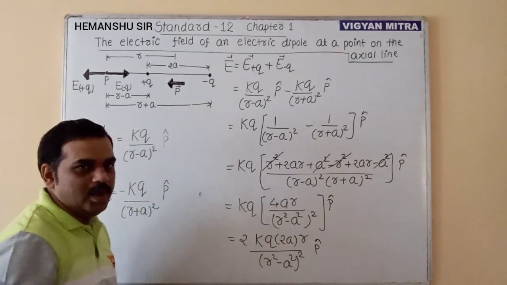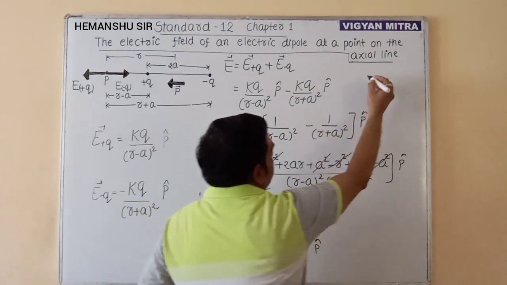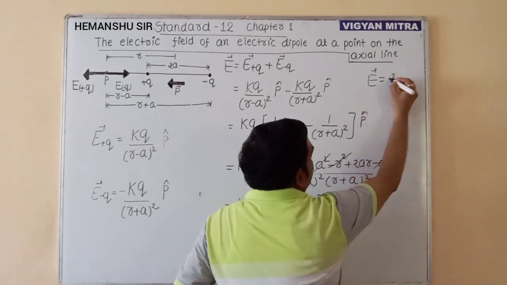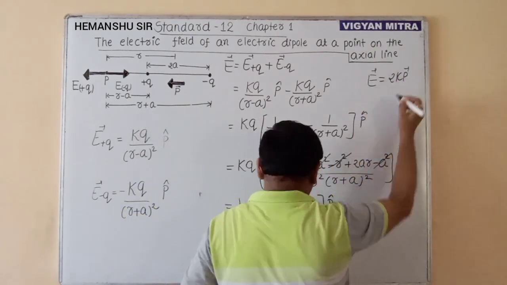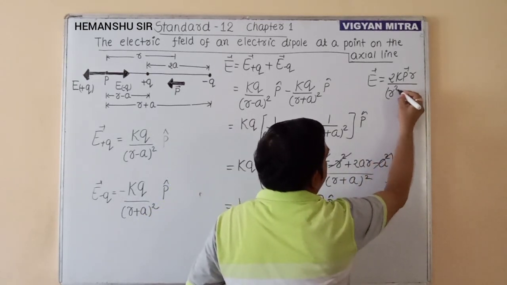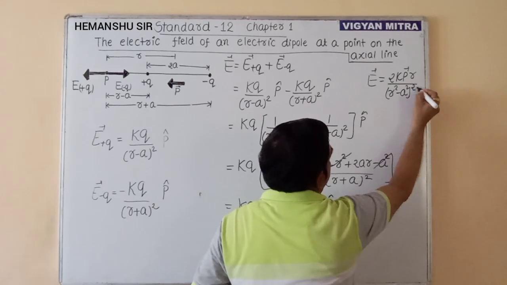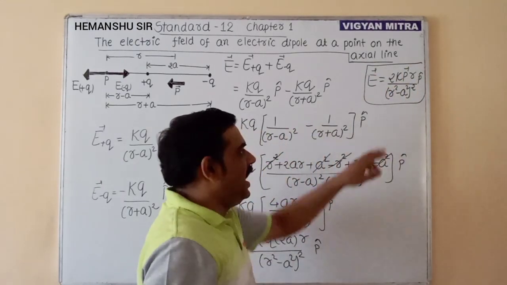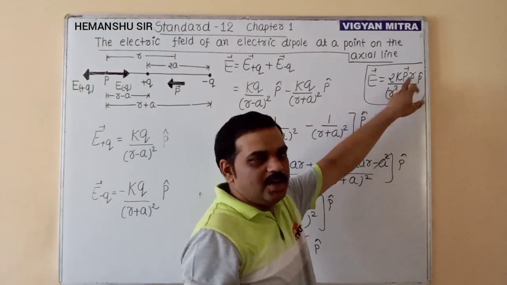But Q into 2A is the dipole moment, so the electric field is given like this: 2KPR divided by (R square minus A square) raised to 2 into P cap. Here the electric field and dipole moment are in the same direction.